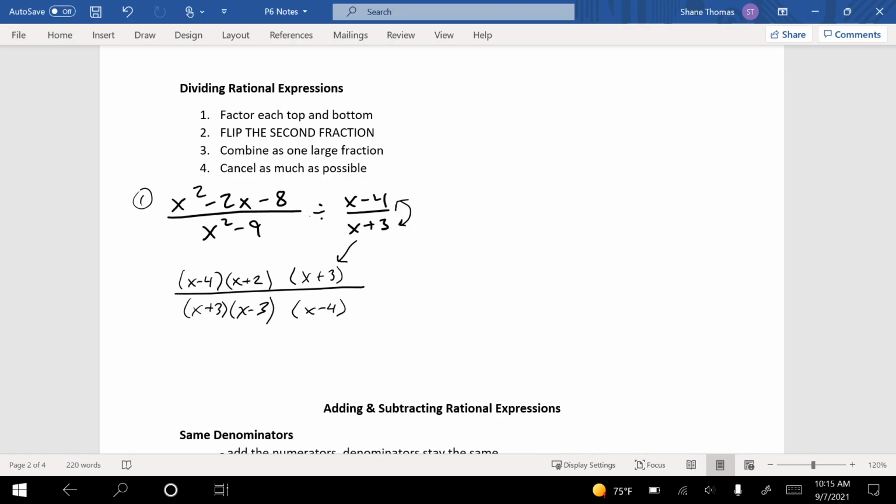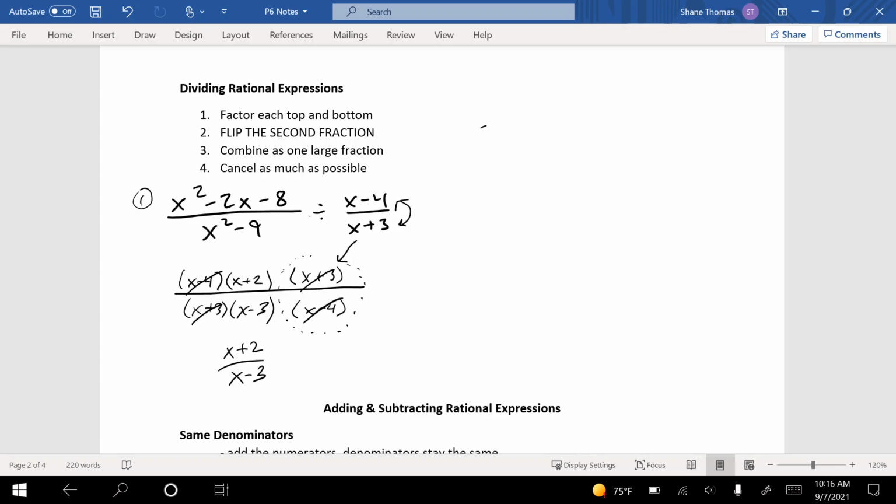Time to go. So what cancels? Plus 3, minus 3. Plus 3, minus 4. Left with x plus 2 over x plus 3. Restrictions? x cannot equal positive 3, and x cannot equal negative 3. We all right with that? The only thing that changed was this right here.